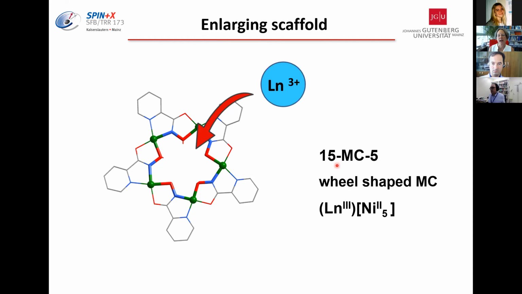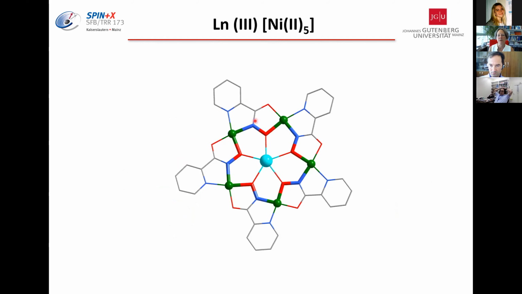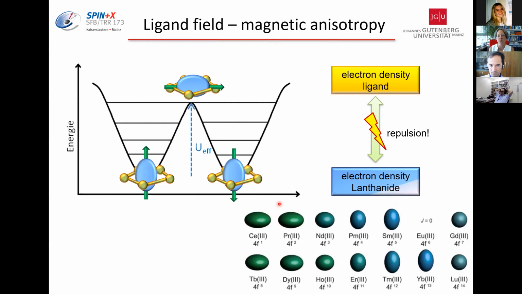So we have now enlarged the scaffold in order to allow the nickel to be embedded in the center. And then we get a wheel-shaped metallacrown. What we abbreviate here is a lanthanide 3 in a nickel 5 metallacrown. Okay, so far this is how it looks if you have the lanthanide in the center. So it's a very nice and beautiful molecule.